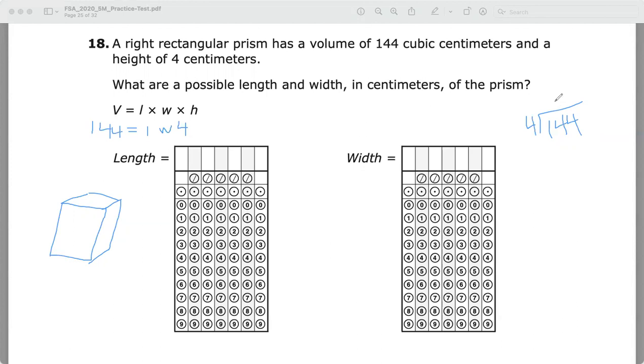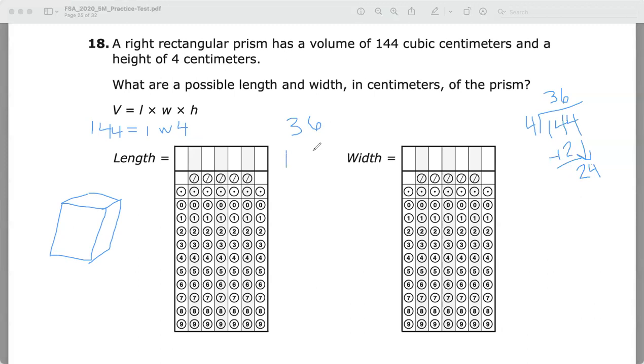Okay, 4 goes into 14 3 times. 3 times 4 is 12. 14 minus 12 is 2. Bring down the 4. 24. 4 goes into 24 6 times. Okay, so length times width equals 36. And now I have to list the factors of 36.